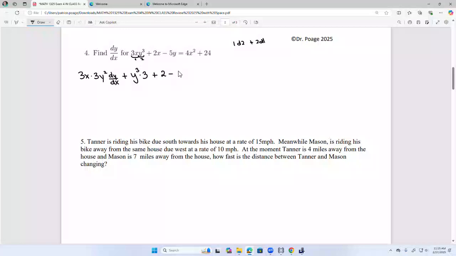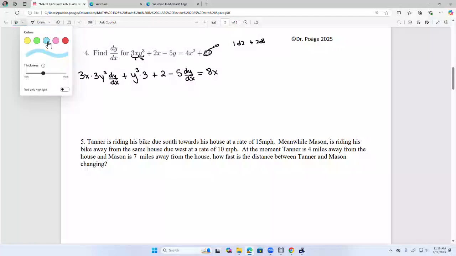Minus derivative of 5y is 5, and I just took the derivative of y with respect to x. Equals, derivative of 4x squared is 8x dx/dx, which I don't have to write, plus the derivative of 24 is 0. So here's my derivative, implicit differentiation, derivative of everything with respect to x.